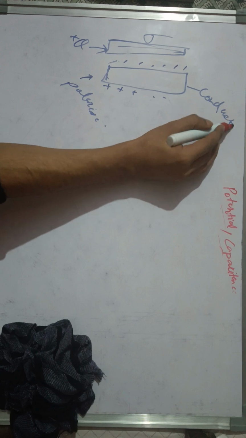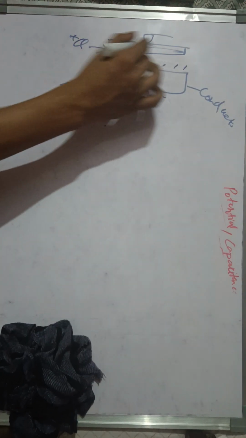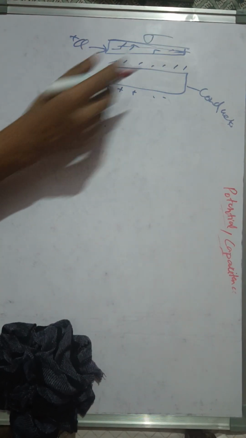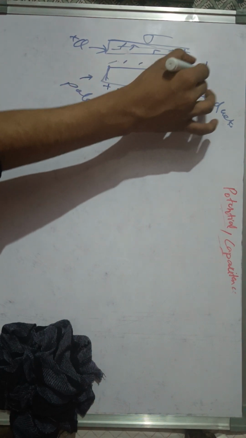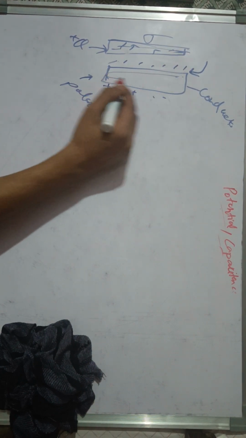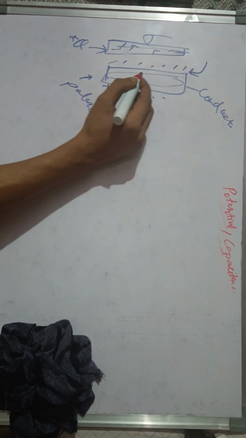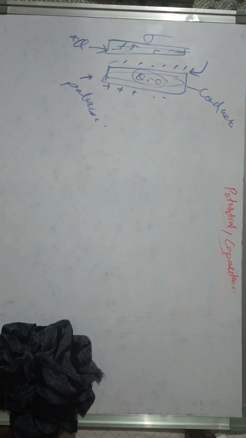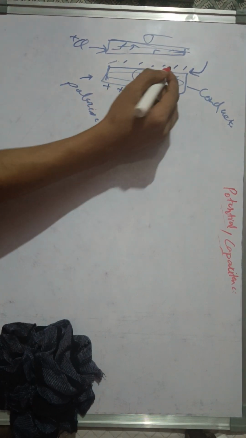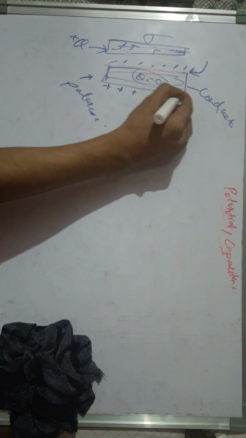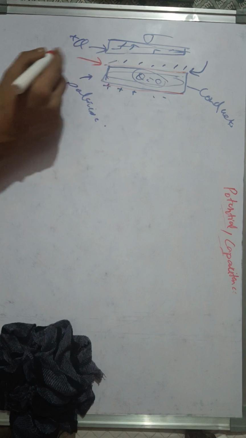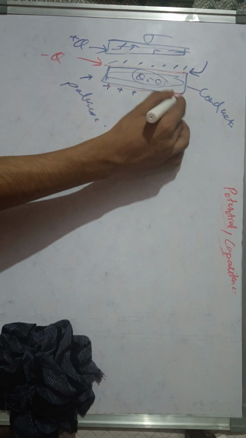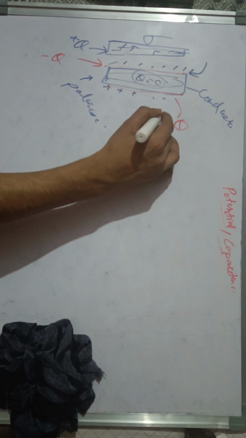This is a conductor and this surface has some positive charge q. Since this is a conductor, the charge inside this region will be equal to 0. All the charge will lie on the surface of this conductor, at this surface and at this surface. The charge here will be minus q, and all the charges over here will be plus q.